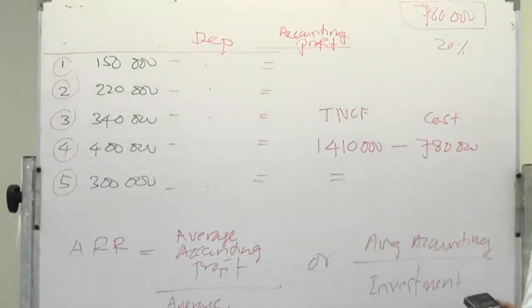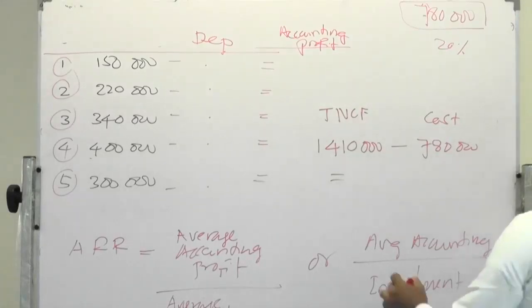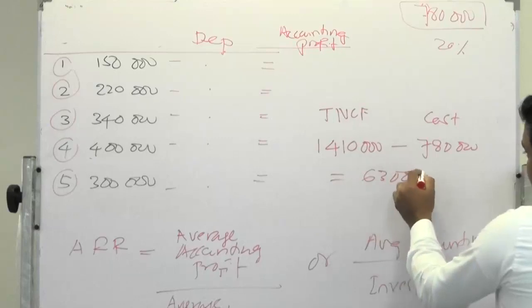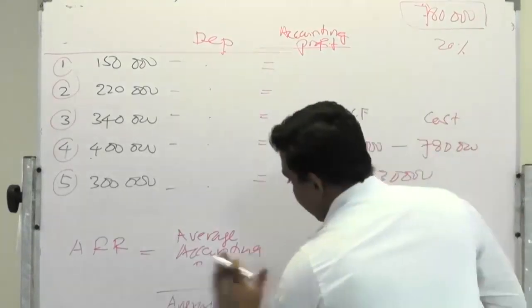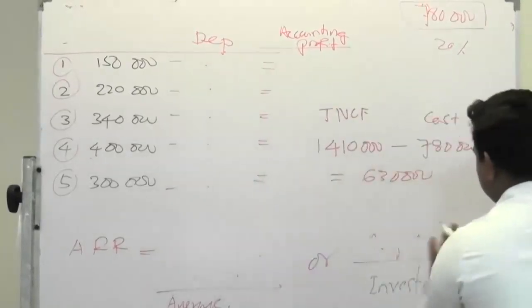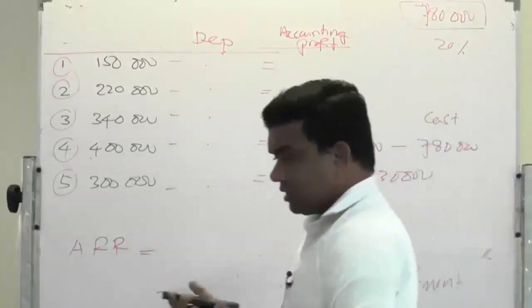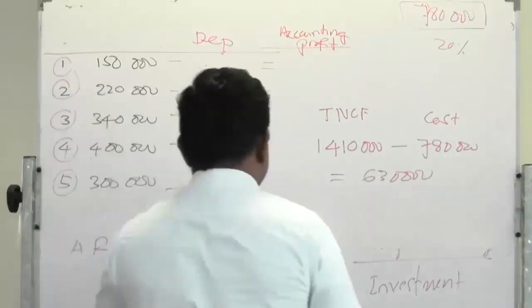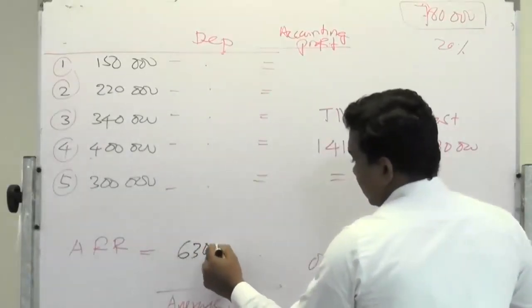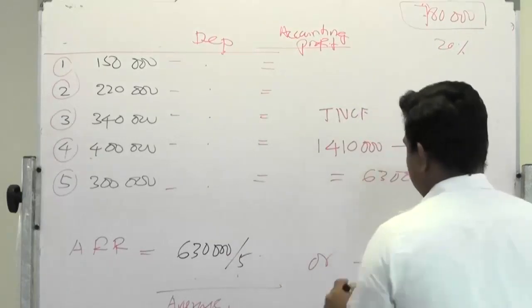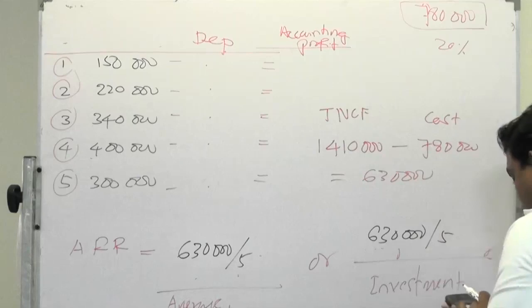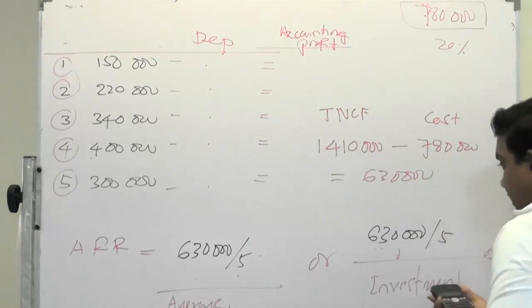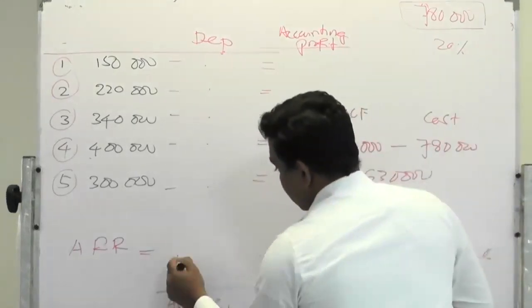Now you have the total accounting profit. Total accounting profit will be 630,000, but you need the average accounting profit, right? Therefore the average accounting profit will be 630,000 divided by 5. Once it is divided by 5, it is 126,000.